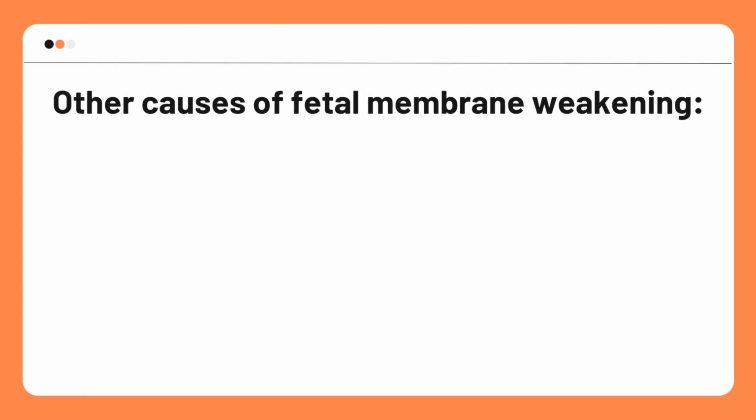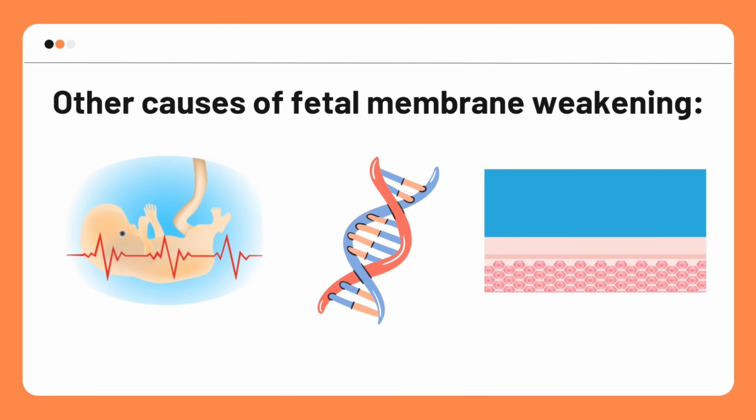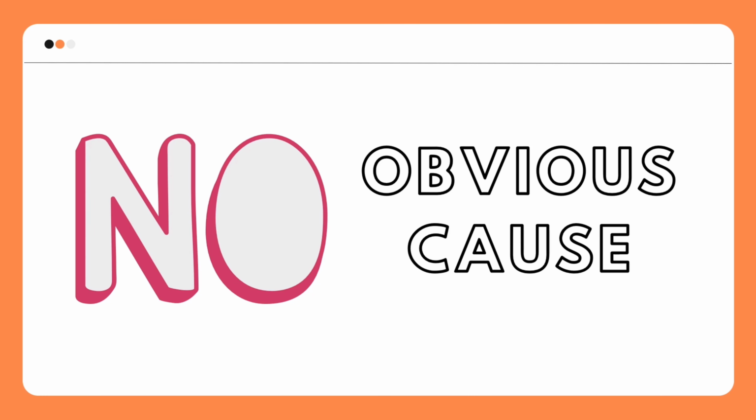Other causes of fetal membrane weakening include prior preterm birth, polymorphisms of specific inflammatory proteins, and connective tissue disorders such as Ehlers-Danlos syndrome. However, despite the variety of etiologies, often there is no obvious cause that is identified in a patient who presents with PPROM.